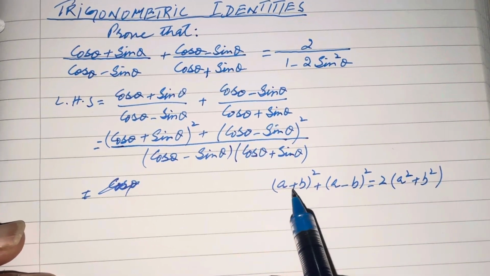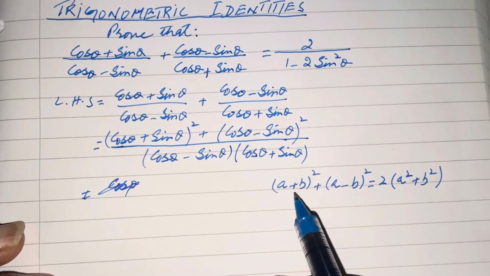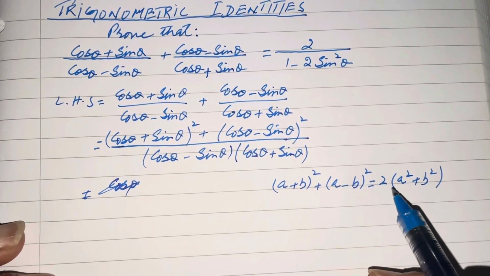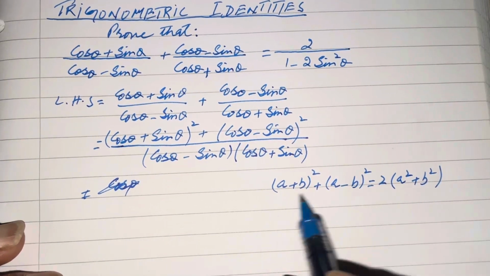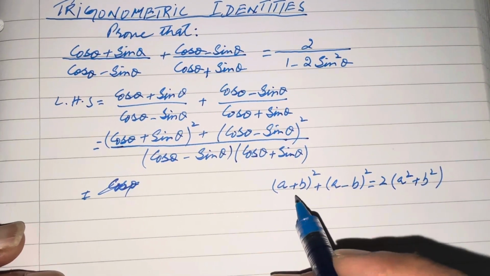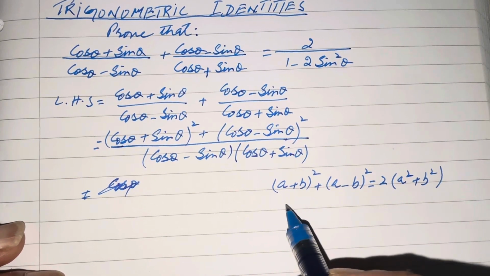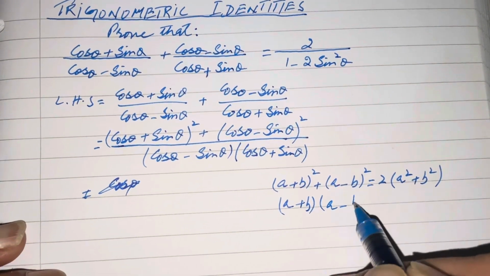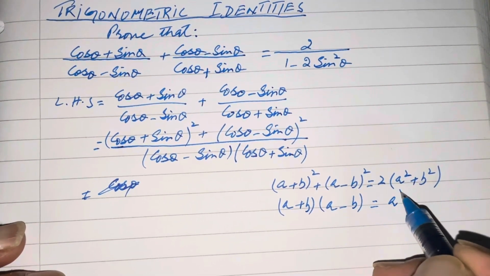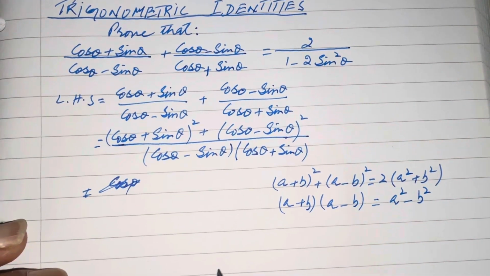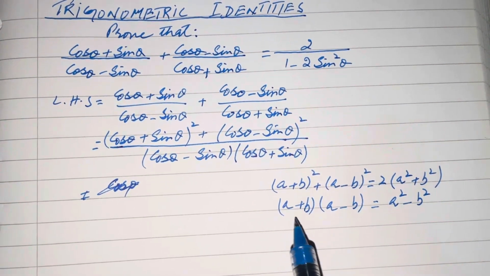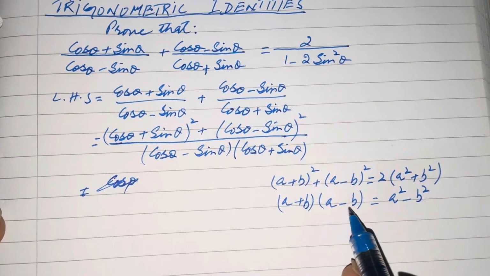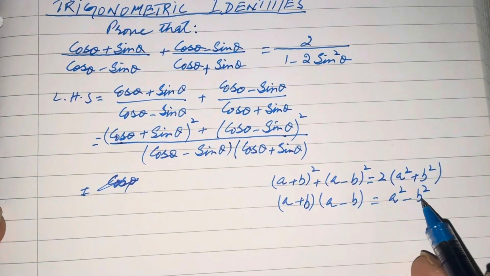If we simplify this algebraic identity by taking the left hand side, and when we open the square, after simplification we get the answer 2 into (a square plus b square). And the second identity is (a plus b) into (a minus b) always equals a square minus b square. So that's the second identity we are going to use in this question. (a plus b) into (a minus b) always equals a square minus b square.